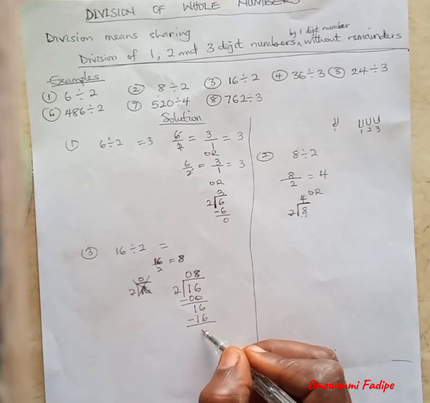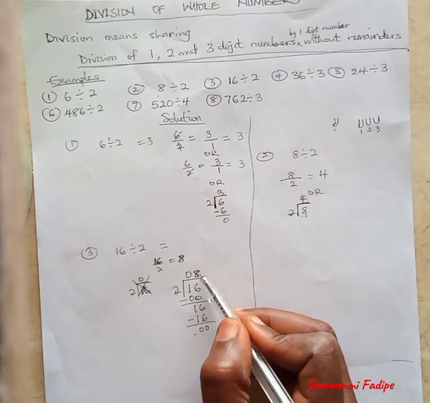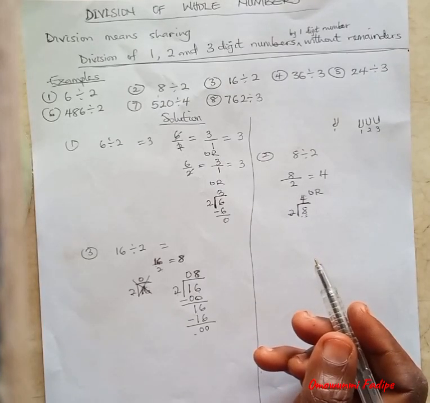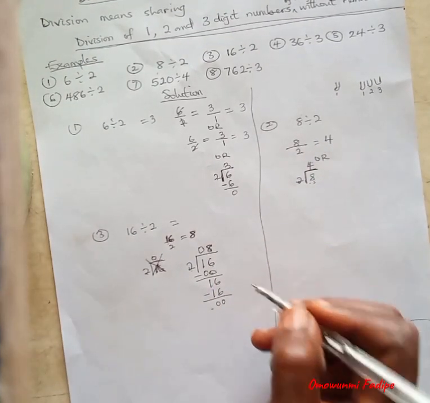So 16 minus 16 will give me 0. That means my answer is 08, and we all know that 08 is the same thing as 8. So my answer is equal to 8.